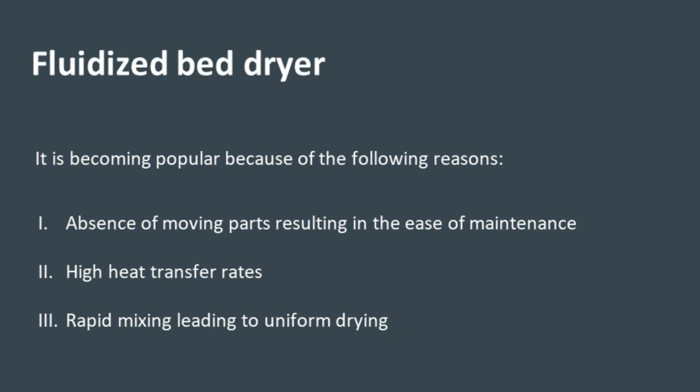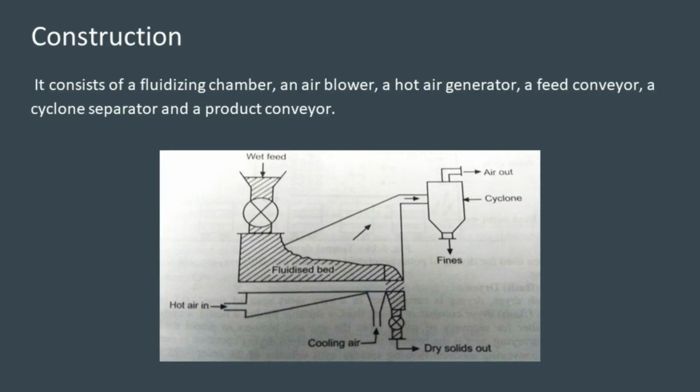velocities. Fluidized bed dryer. It is becoming popular because of following reasons: absence of moving parts resulting in ease of maintenance, high heat transfer rates, and rapid mixing leading to uniform drying. Construction of fluidized bed dryer. It consists of fluidizing chamber, air blower, hot air generator, feed conveyor, a cyclone separator, and a product conveyor.